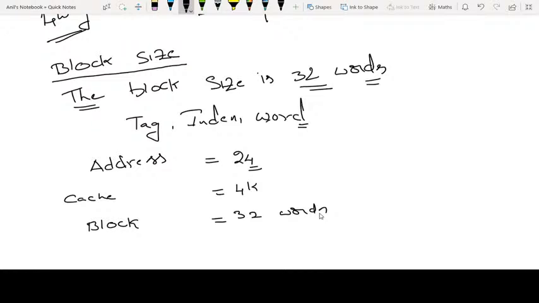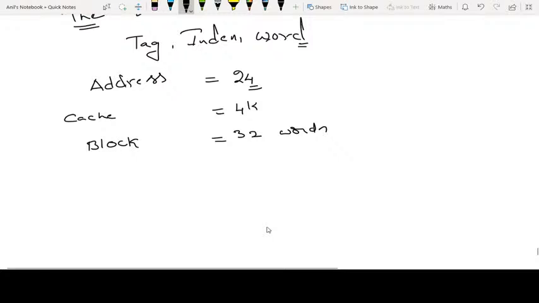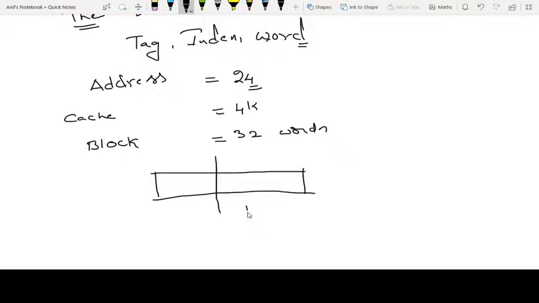Okay, now 32 words. Whenever a block size is given, the total address will anyhow be divided into index plus tag. What is index? Index is equal to as many number of digits as required to address cache. Cache is equal to 4K, so the number of digits for addressing cache is equal to 12. Index is equal to 12, and the remaining is tag. Tag is equal to 12.